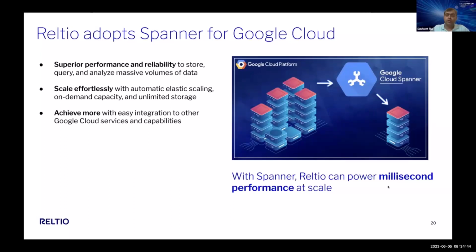And being distributed, Spanner, by its very nature, with Reltio can power millisecond performance at scale all across the globe. So we're really excited about this. Any new tenants that are getting provisioned right now are on Spanner automatically, but in the next few weeks, we are going to migrate all the existing tenants to Spanner as well. And just like before, it's going to be a seamless procedure, and we'll keep you posted at every step. So really excited about this particular capability.